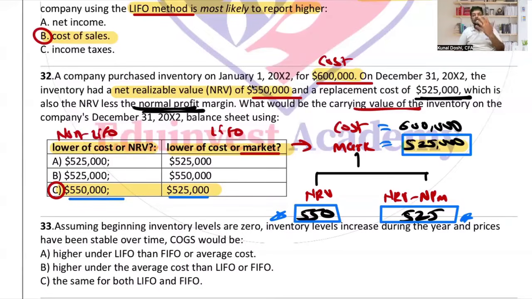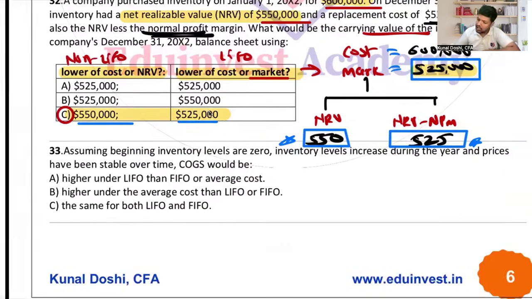Of course, we already got the answer because the only choice of 550 is C. But assuming if you had two choices, then we are prepared for that as well. Clear? Many students have issues with inventory measurement, but yes, clear. Very important topic, inventory.